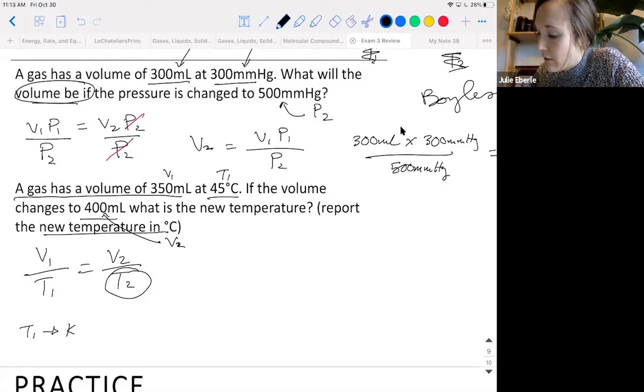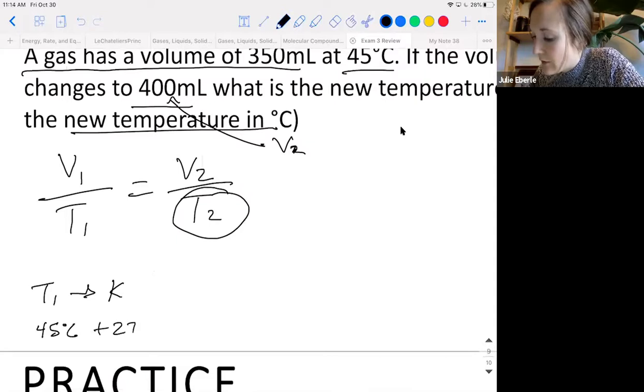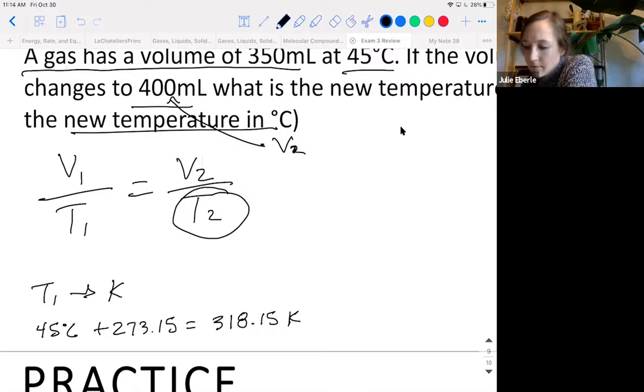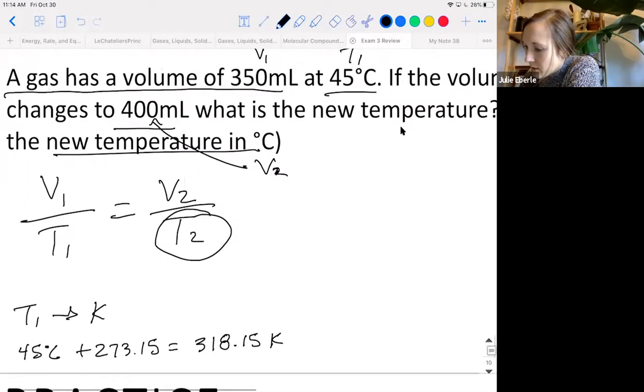So let's take our first temperature, which was 45 degrees Celsius. We add 273.15, 318.15. Is that right? Is that your final answer, Jenna? Okay, we'll see if we get the same thing.